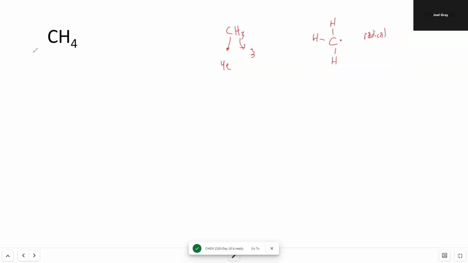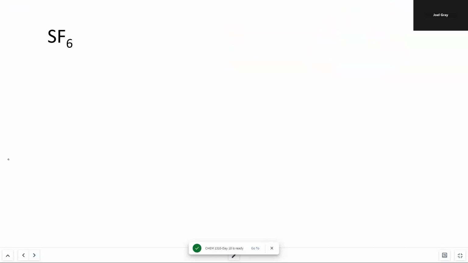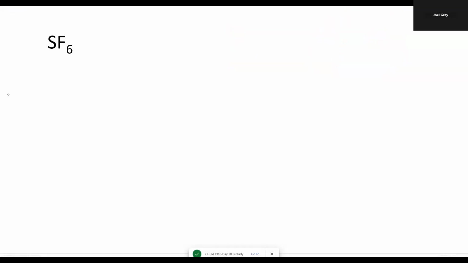So then let's go ahead and look at SF6. Okay, so add to the chat, somebody, how many valence electrons sulfur brings in.